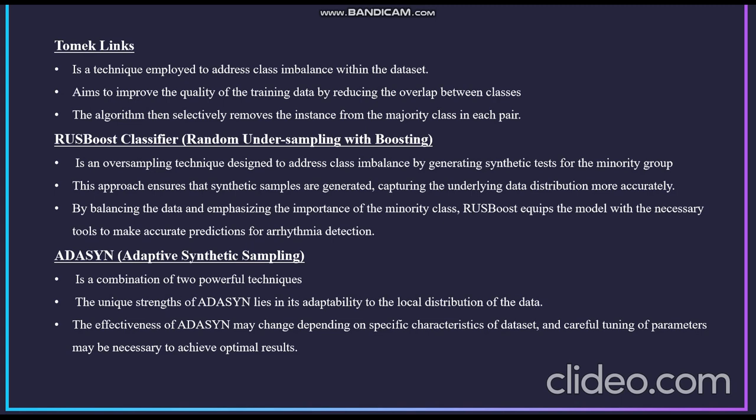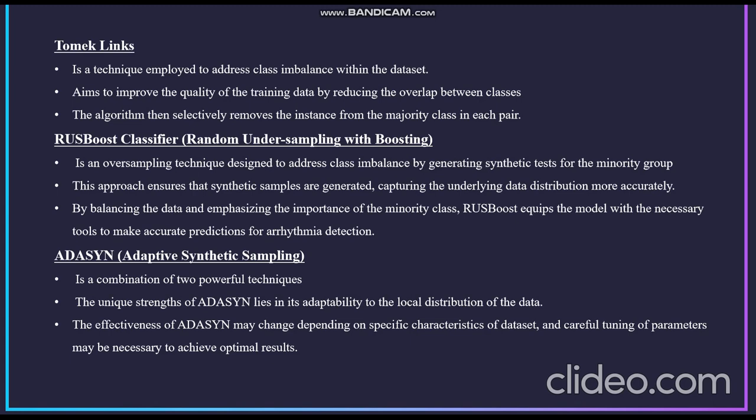The second portion is the RUSBoost classifier, that means random undersampling with boosting, which is a technique designed to address the class imbalance by generating synthetic samples for the minority group. This approach ensures that the synthetic samples are generated, capturing the underlying data distribution more accurately. By balancing the data and emphasizing the importance of the minority class, RUSBoost equips the model with the necessary tools to make accurate predictions for arrhythmia detection. In these methods, we know that this is an ensembling algorithm. Here, the selected features are the random undersampling methods, boosting, and iteration methods.